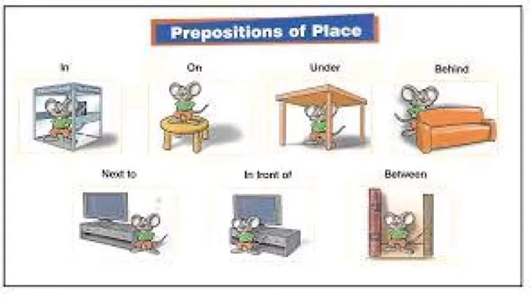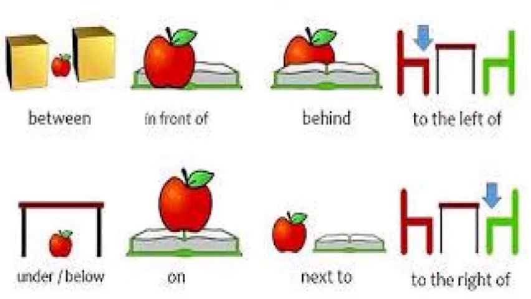Okay, so now let's look at these other examples. I want us to take a look at the apple. Where is the apple? The apple is between the boxes. The apple is in front of the book. The apple is behind the book. The apple is under the table, under or below. The apple is on the book. The apple is next to the book, beside. We can say next to or beside, okay?